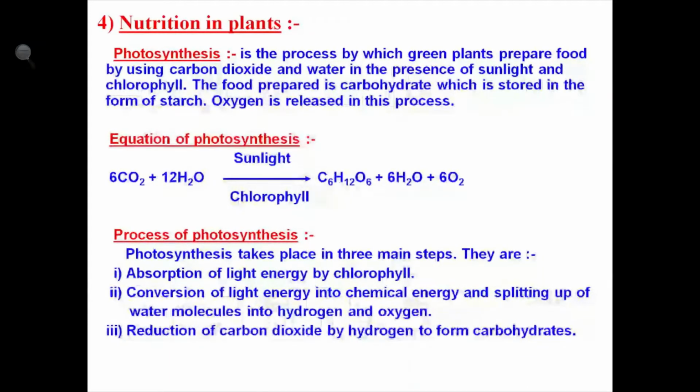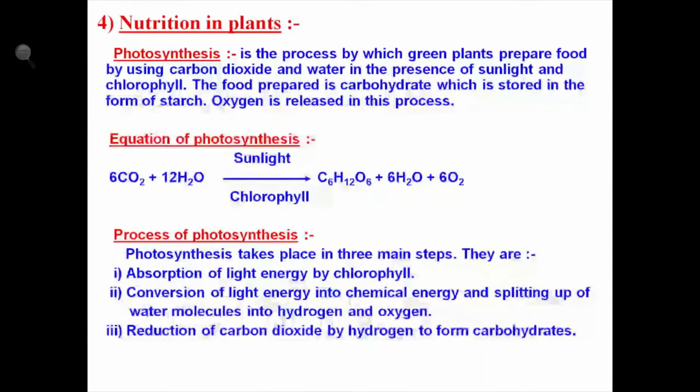Now let us discuss the equation of photosynthesis, which is very important from the examination point of view. 6CO2 plus 12H2O in the presence of sunlight and chlorophyll will give us C6H12O6 plus 6H2O plus 6O2. Here CO2 refers to carbon dioxide, H2O to water, C6H12O6 is glucose, and H2O again water, and O2 is oxygen, as you all know.